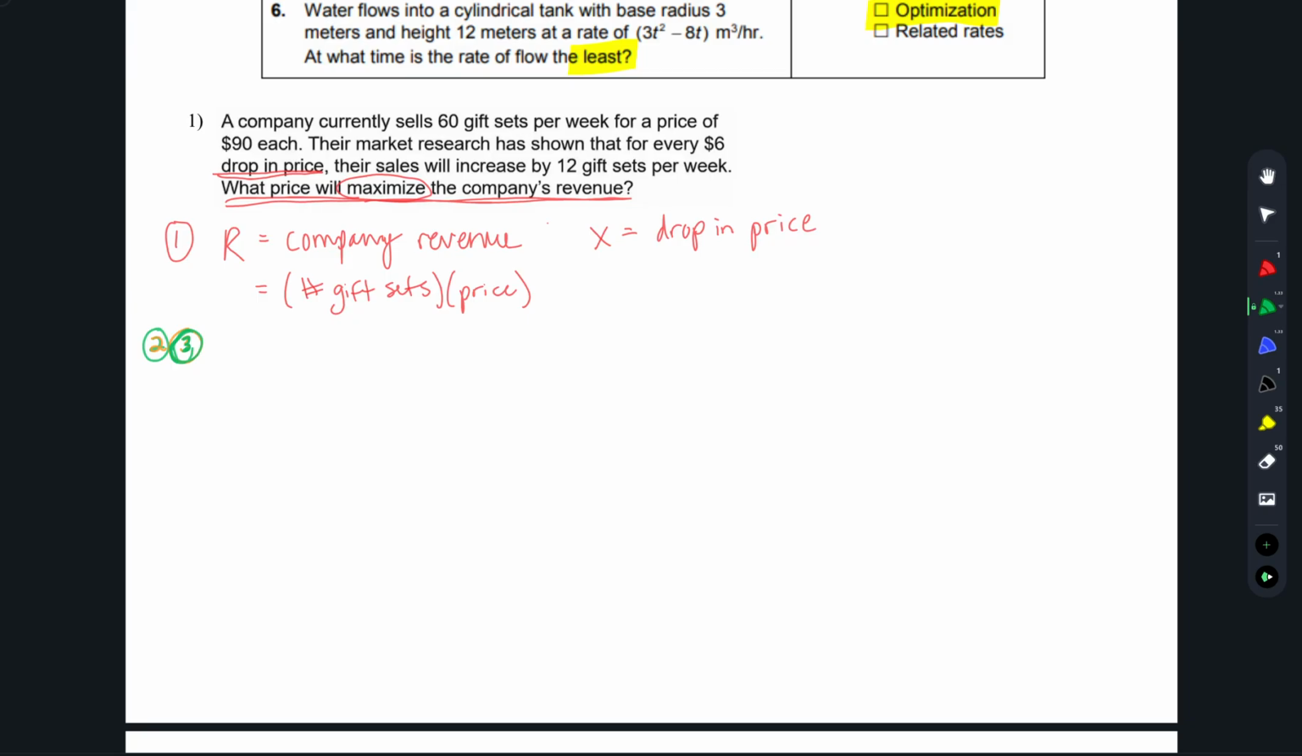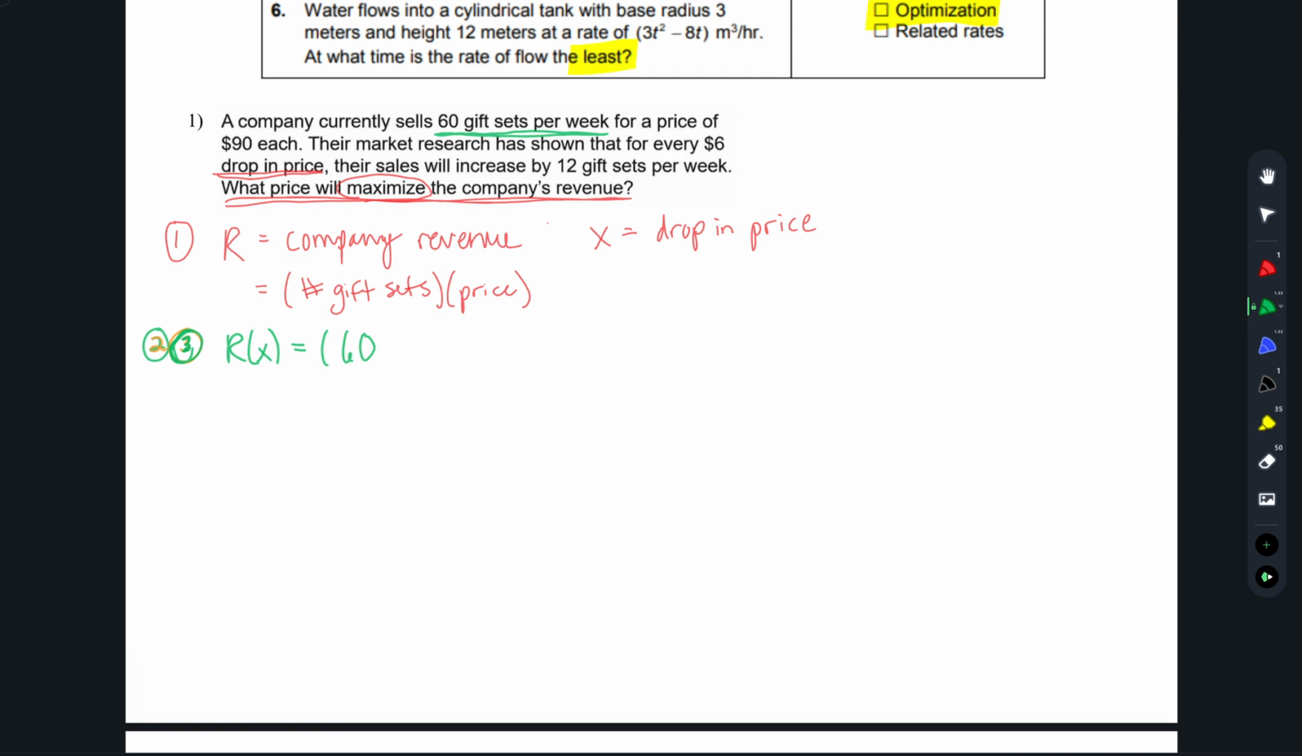Okay, so anyway, I'm going to change this. I'll write R of X, because I'm using X. For the gift sets part of it, we're for sure selling 60 gift sets for sure.